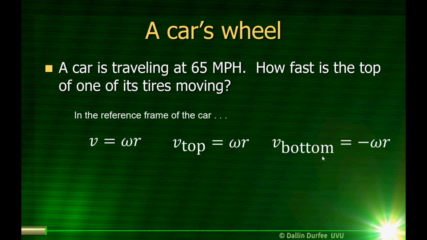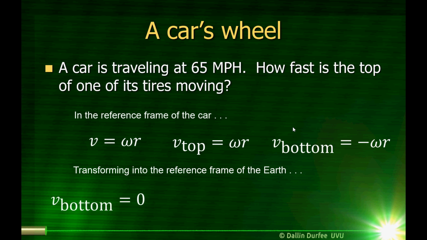Now we're going to transform into the earth reference frame. To transform into the earth reference frame, I need to change the velocity such that the bottom of the wheel is not moving, right? Because in the earth reference frame, the bottom of the wheel momentarily comes into contact with the road, and it's not sliding on the road, so that means that the bottom of the wheel is moving at 0 miles per hour. So to transform such that the bottom of the wheel is moving at 0 miles per hour, I had to transform into a reference frame that adds omega r to all of my velocities, which means that the top of the car's wheel is traveling now at 2 omega r.